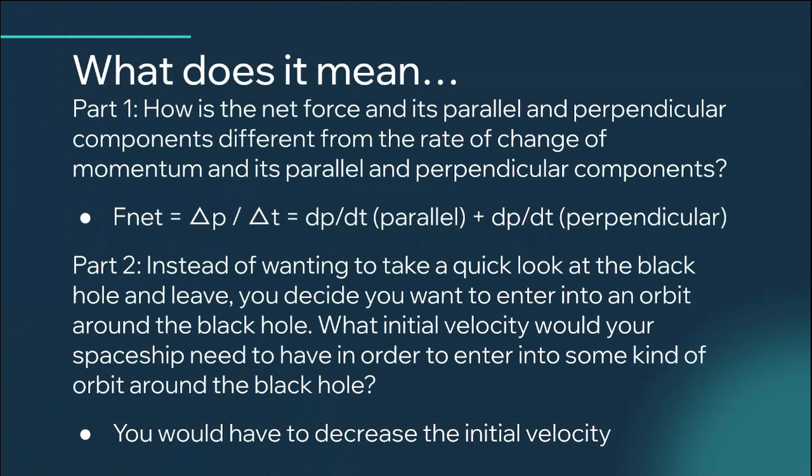So for part 2, instead of wanting to take a quick look at the black hole and leave, you decide you want to enter an orbit. In order to enter an orbit, you need a more circular path, and to have a circular path, you would have to decrease the initial velocity, and that would mean that you would enter an orbit.